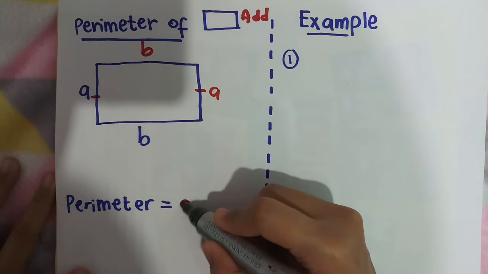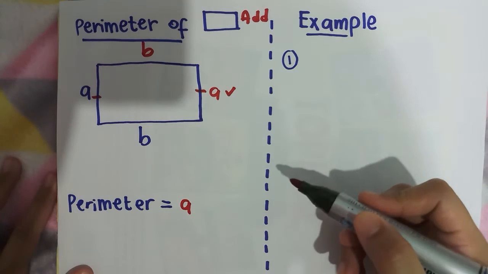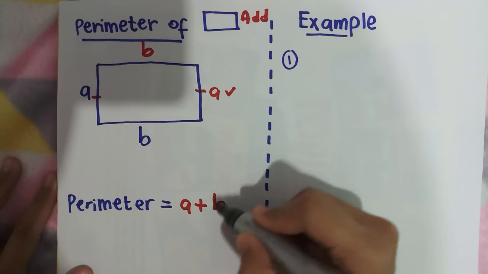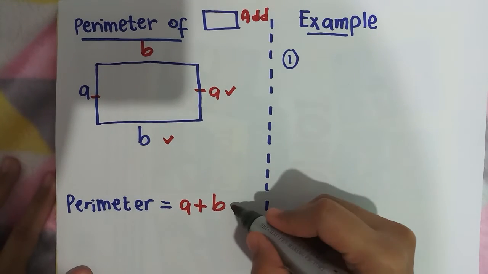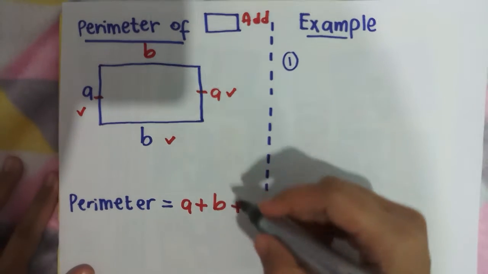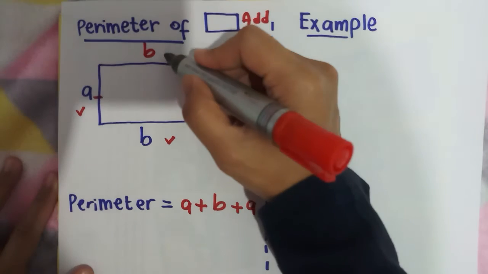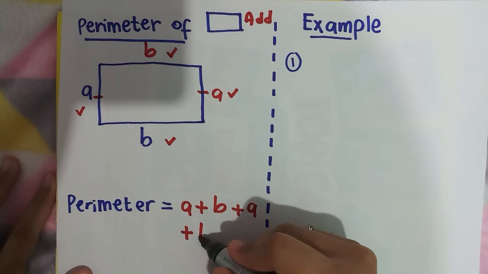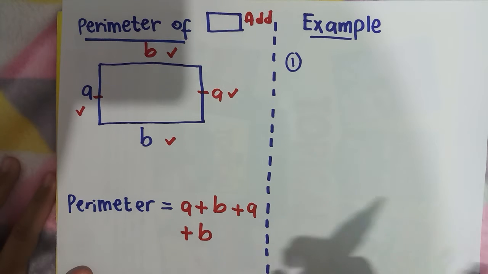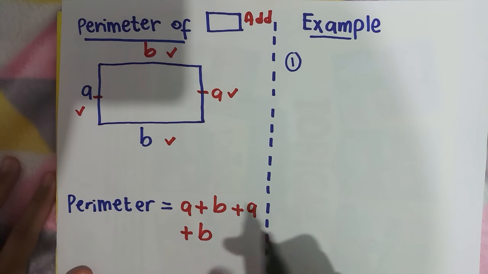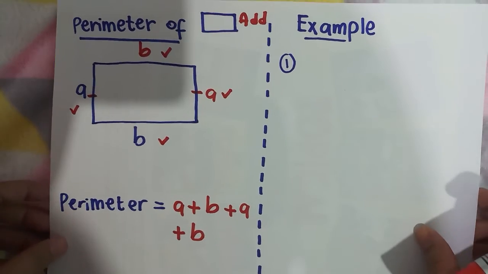So I have A, which is this side, plus B, which is the second side, plus another A, and then plus the last one, B. You don't have to worry about what A plus B or A plus A is. This is just notation only. Later you will deal with numbers, not letters. Letters are not in your Year 7 syllabus yet.